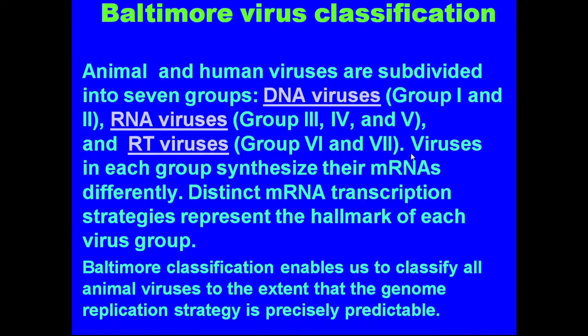So what is the basis for this classification? Not only whether they are DNA or RNA viruses. The basis is how viruses in each group synthesize their mRNA. And it appears that in each group, the so-called processing of the genetic material is different. What does it mean, processing of the genetic material?